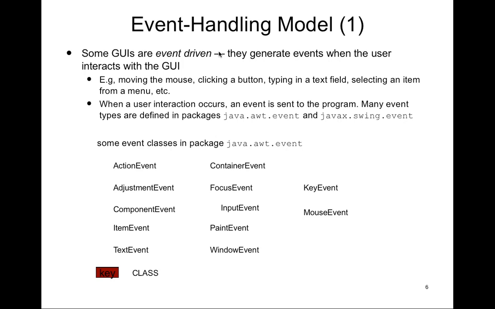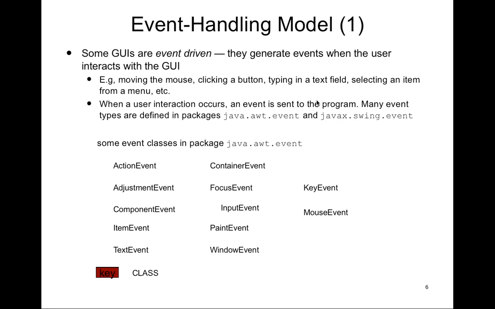So here we go back to the concept of event-driven behavior. Moving the mouse, we have the mouse over, and I'll show you an example of that. Clicking a button, typing in a text field, selecting an item from a menu. Those are all events. When the user interaction occurs, the event is sent to the program.